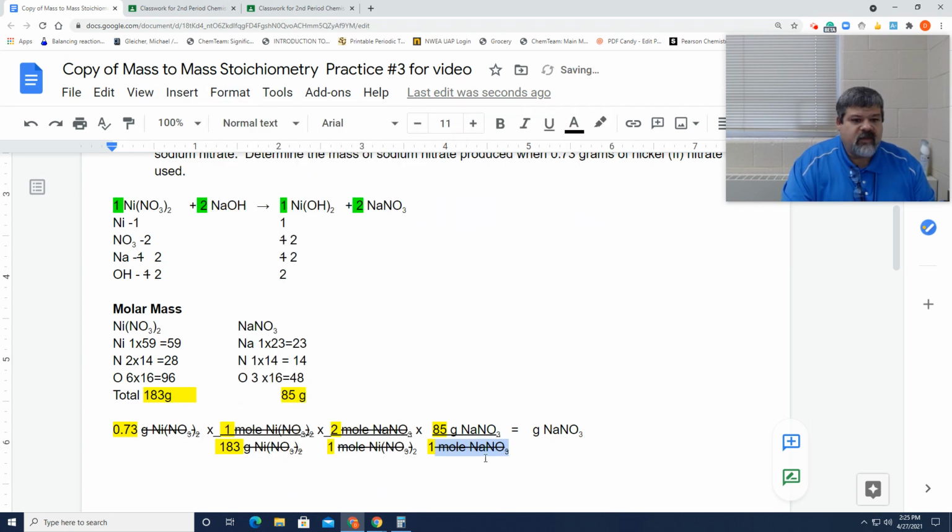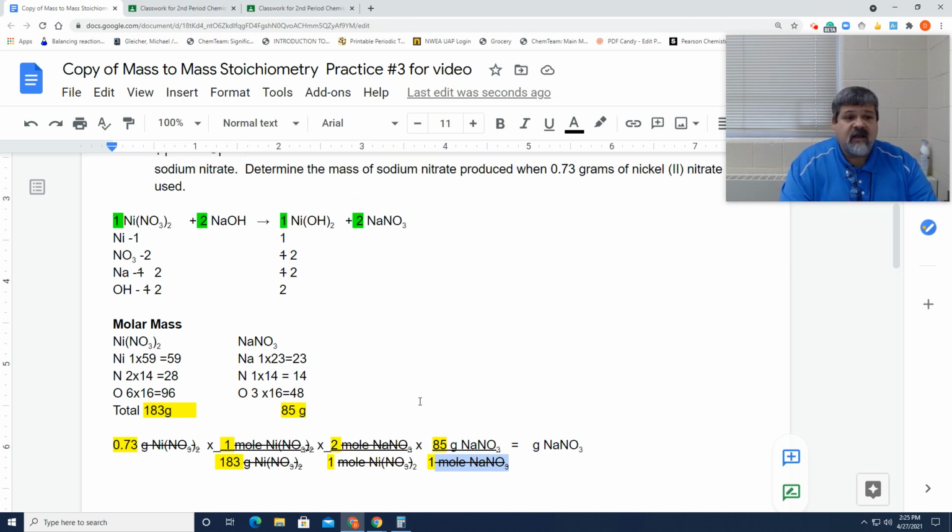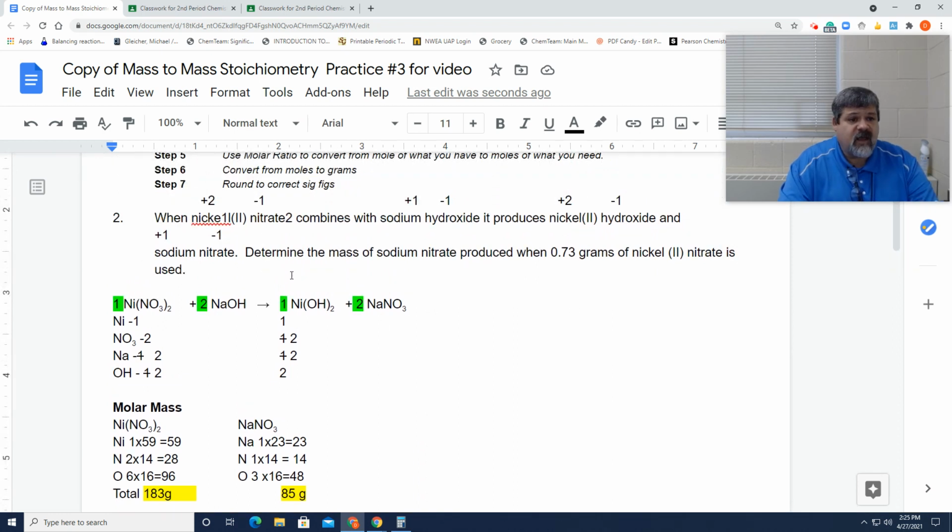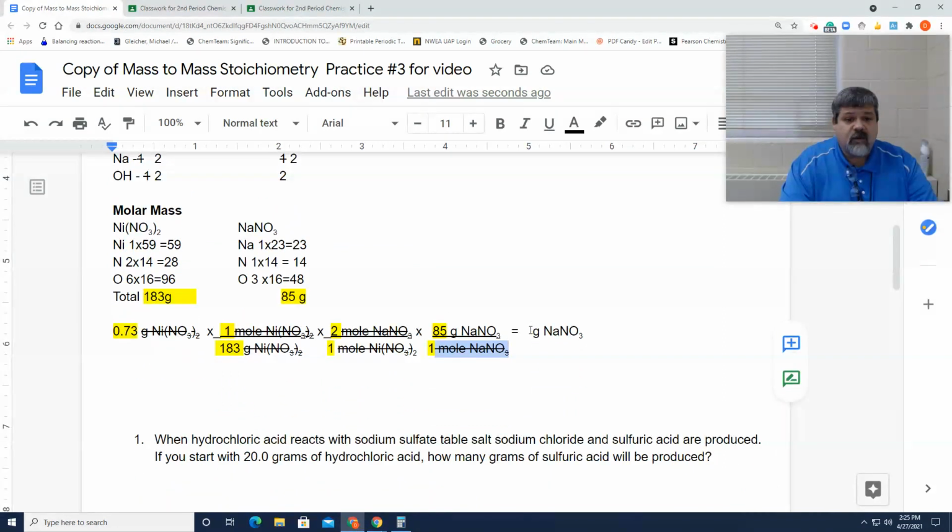Now again, once I get through all that, I have grams of sodium nitrate, and that's the only unit that I have left. So I know that that has to be in my answer. So let's go back up and see if that's what it has. It has for the mass of sodium nitrate. Well, mass is in grams, so that's what we're going to look for.